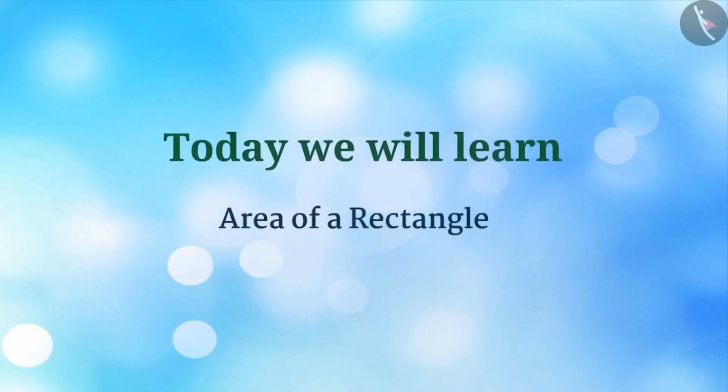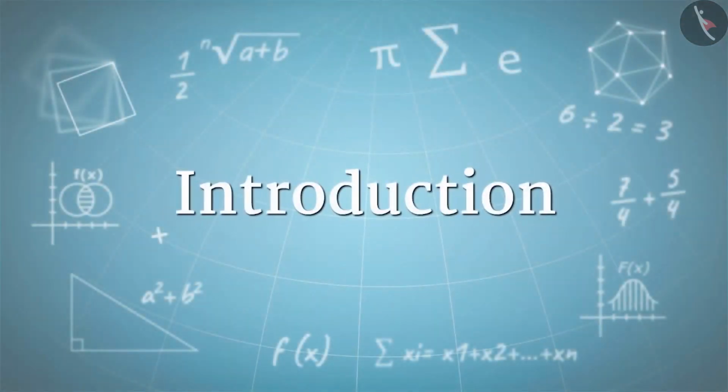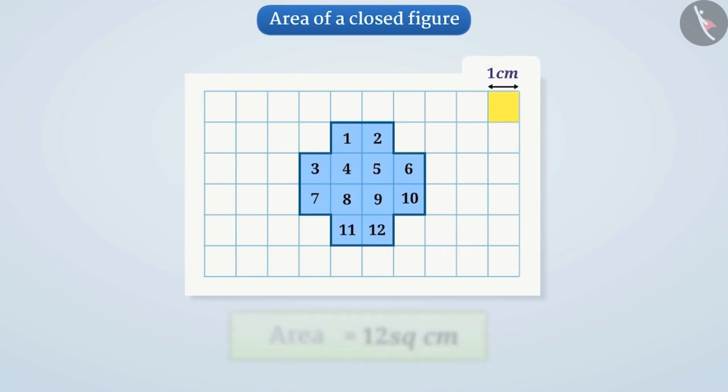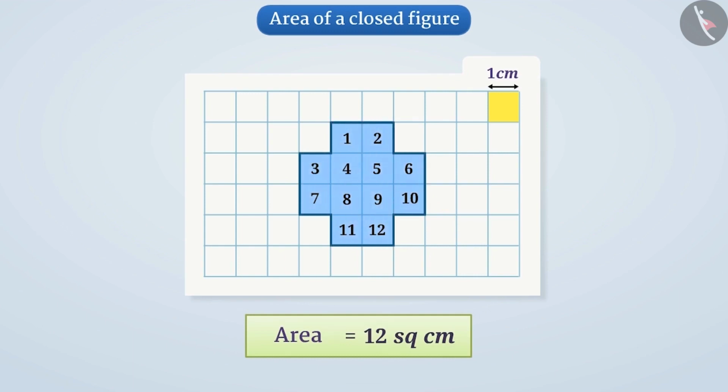Today we will learn about the area of a rectangle. In the previous video, we learned that the surface enclosed by a closed figure is called its area. We also learned that the area of a figure can be measured by comparing it to a square of a fixed size. Its area is the number of unit squares enclosed by the figure. Today, we will discuss how to find the area of a rectangle.